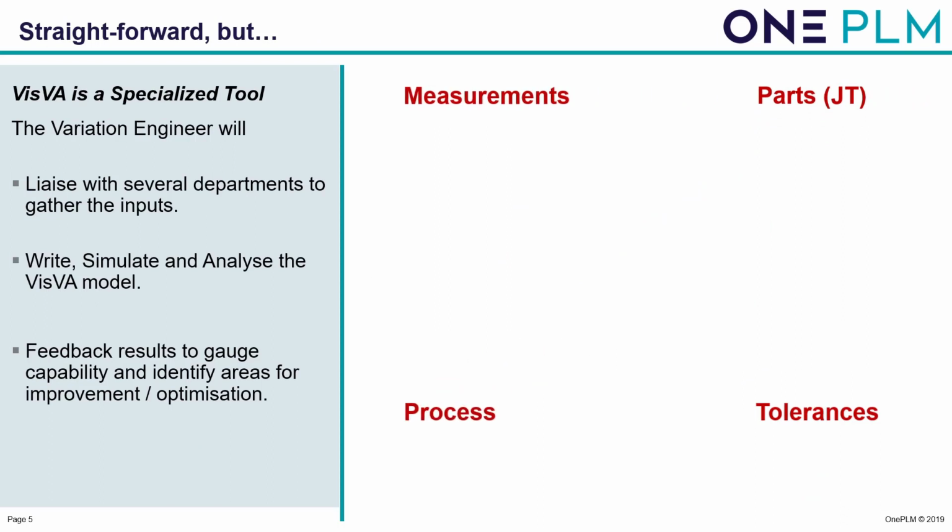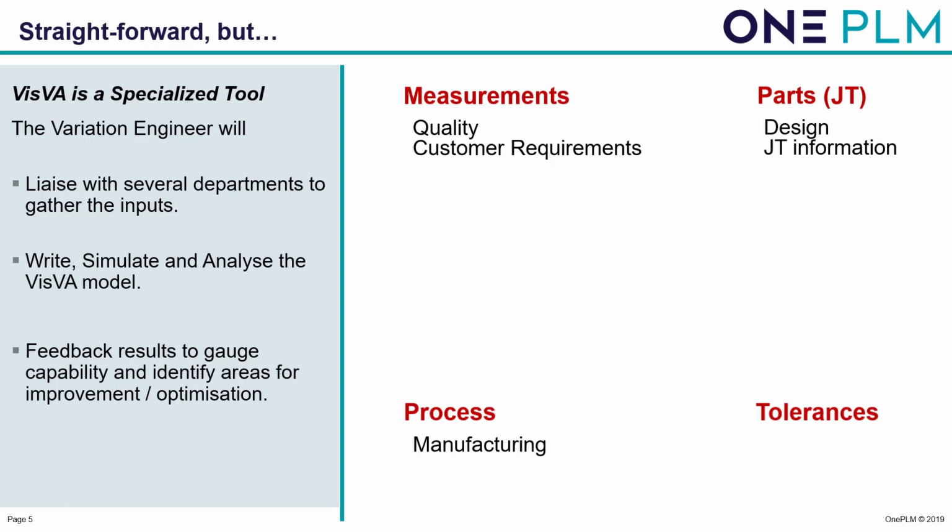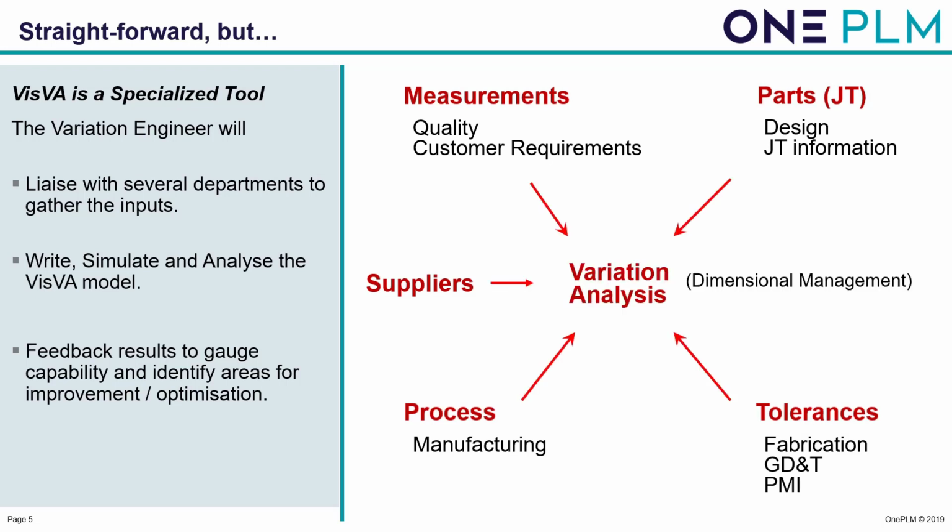But first we need to gather the input information. And to do so, we need to liaise with several departments. Quality, design, manufacturing, and fabrication. And suppliers too, for the parts that they provide. All contribute to variation analysis, which is more of a dimensional management activity. In return, VisVA results are used to gauge capability and identify possible areas for improvement.